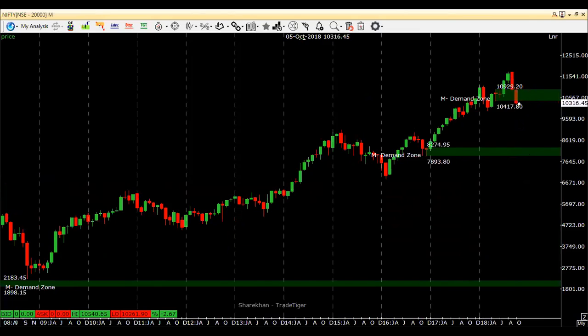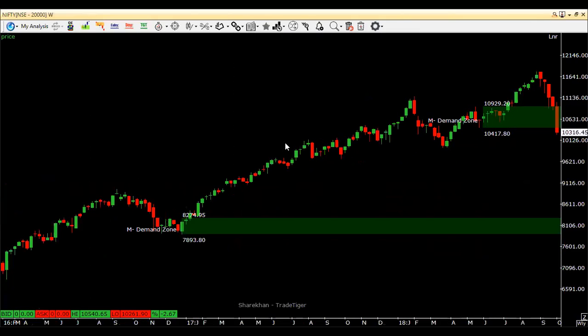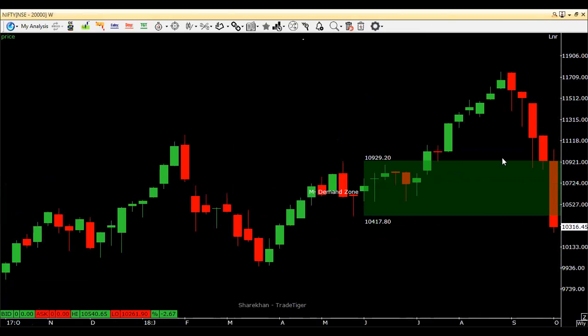So what is this speed bump or a road bump I'm talking about? See, if I go down to a weekly chart, you can see that here, let me just remove this demand zone for the time being.